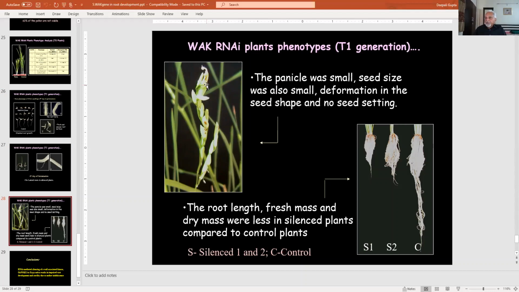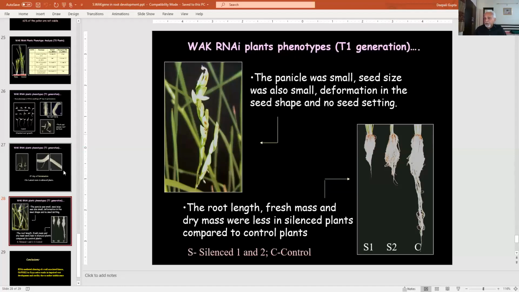And also if you look at the root, this is the normal plant root growth after 35 to 40 days when plants were harvested. You can see this is the normal root, but in the silenced plant, the root growth is completely inhibited. So root biomass was completely inhibited. You can see here, this is the normal, and these are the silenced plants.